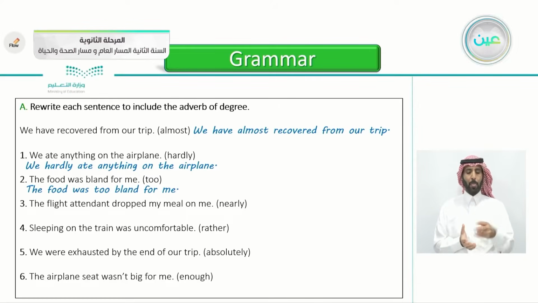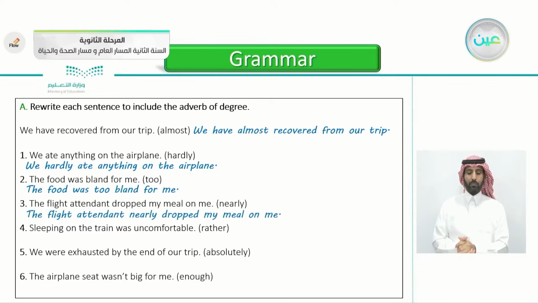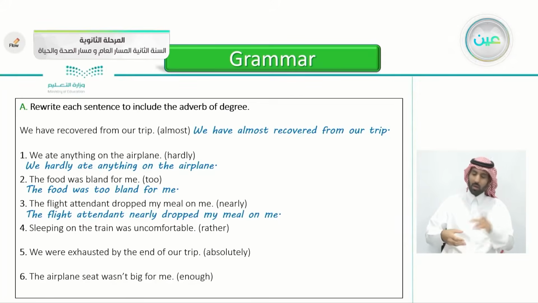Number three, the flight attendant dropped my meal on me. The flight attendant, when she or he was bringing the meal, dropped my meal on me. And the adverb is nearly. Yes, very good. The flight attendant nearly dropped. It comes before the verb. Nearly dropped my meal on me. So when nearly comes before the verb, did the verb happen? No. Very good. It almost happened. The flight attendant nearly dropped my meal on me.